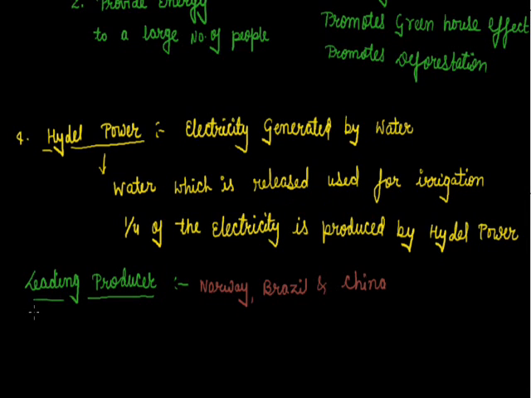And in India, we can find some important hydel power stations also, like Bhakra Nangal, Gandhi Sagar, Nagarjun Sagar, and Damodar Valley projects, and Salal Hydroelectric Power Project in Jammu and Kashmir.